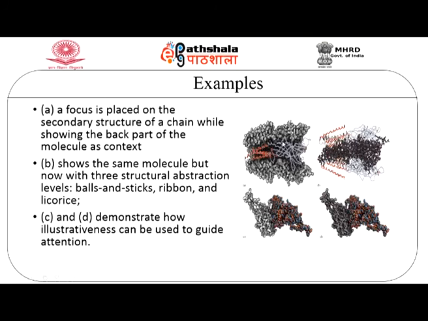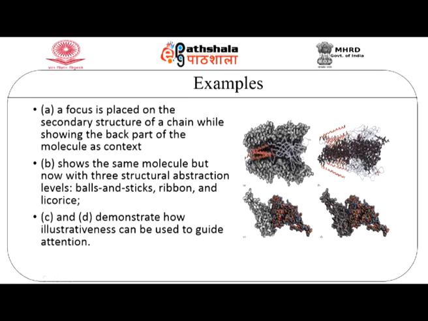The next example is an example of a molecule. Here if you look at figure A, we can see that the focus is placed on the secondary structure of a chain while showing the back part of the molecule as a context. So this is a context part and this is a front part which is shown in an abstracted format. Figure B shows the same molecule, but here we can see that there are three structural abstraction levels. The first one is a ball and stick level, the second one is a ribbon level that is shown here, and the third one is a licorice level. So there are three levels of abstraction shown in figure B.